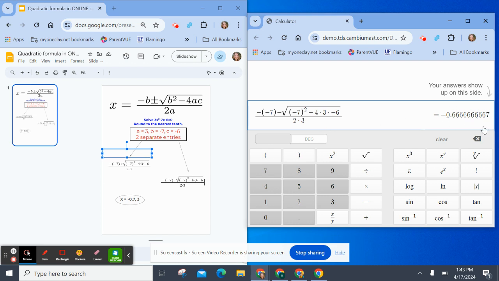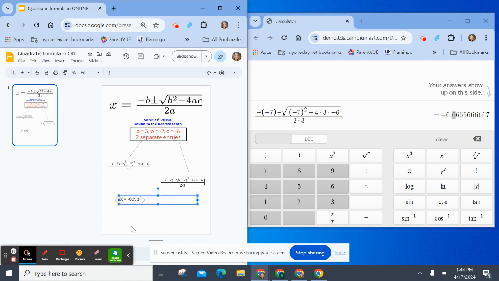We want the answer rounded to the nearest tenth. So here's the tenth position. I look next to it. I see there's a 6. That 6 is going to cause this to round up. So I get -0.7, -7/10. You'll notice both answers are going to be recorded. Typically, we list them numerically least to greatest.